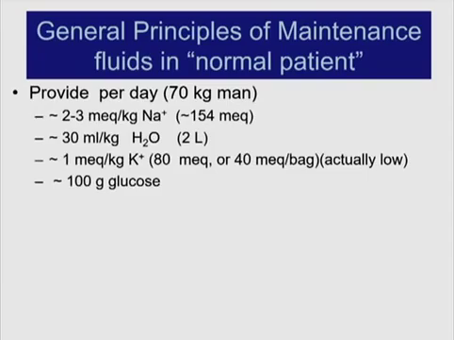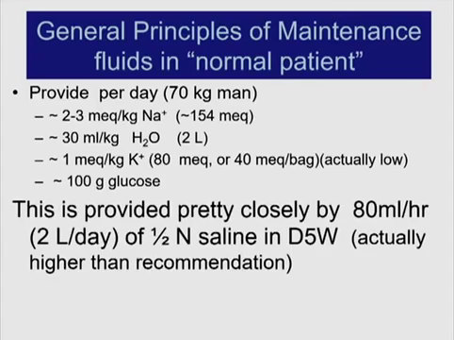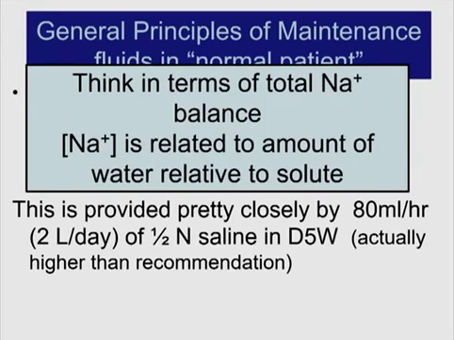So the general principles of maintenance fluids for a 70 kilogram man: you need about 2 to 3 milliequivalents per kilogram of sodium. That's about 154. It's a little generous. You actually need a little less, but that's a liter of saline. You need about 30 mLs per kilogram of water. As I said, 2 liters. You need potassium. Now, the potassium requirement is actually about 160 milliequivalents a day, but don't do that in your IV. Don't do that. You'll kill people. So you have to aim lower and then catch up, especially if the kidneys aren't working. And you need about 100 grams of glucose. So if you give somebody about 80 cc's an hour, 2 liters a day, of half normal saline and D5W, you basically give their main requirements. And you can scale this up and down depending upon the person's size and other conditions going on. The crucial point is thinking about the total amount of sodium you're giving, because that's what's deciding the fluids in the body.